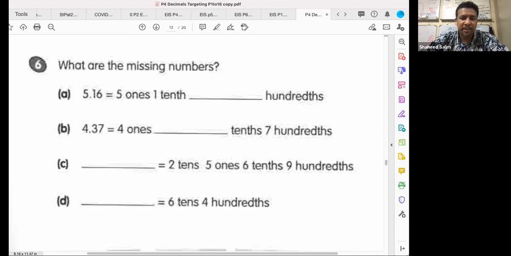Is number C not correct? Number D is not correct. In fact, remember, number D also not correct. That means you got confused between hundreds and tens. Hundreds and tens, you got a little bit confused.